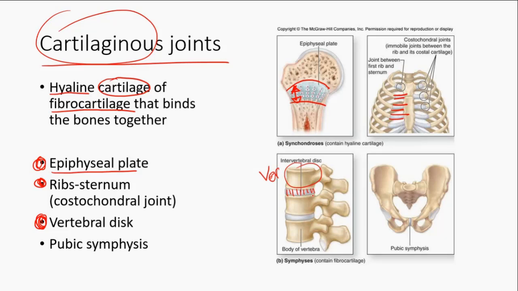Because imagine that this was like super glue and it just stuck all of your vertebrae together. Your back would be a column, your spine would be a column. You wouldn't be able to bend it forwards or backwards because it would be like a pole, which is not good. So the third example is your pubic symphysis.